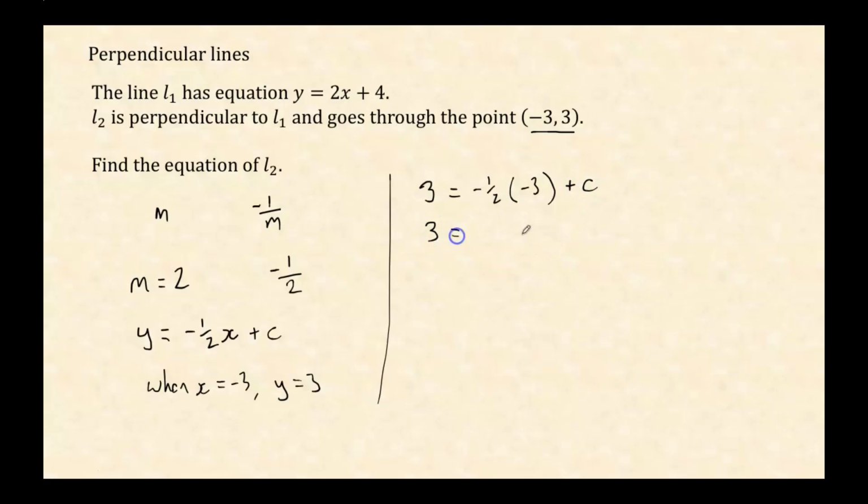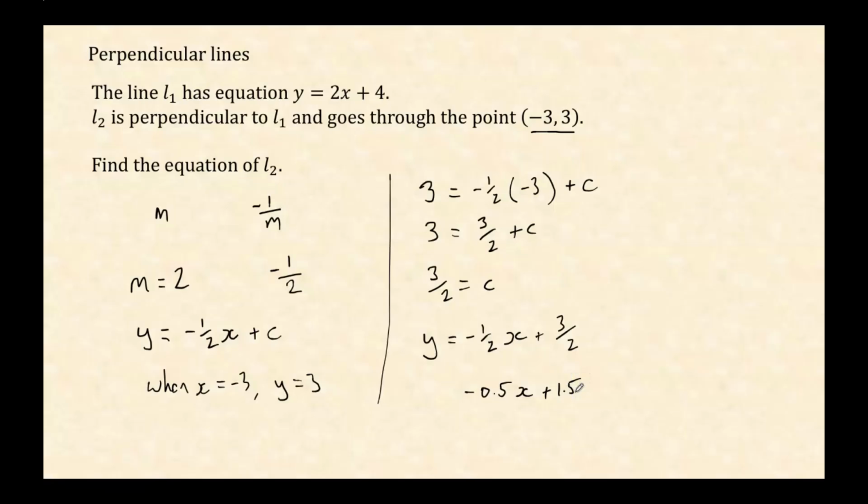So expanding that bracket, negative a half times negative 3 is 3 over 2, or 1.5 if you like. And now subtracting 3 over 2 from both sides, I'm going to get 3 over 2, because 3 minus 3 over 2 is 3 over 2. So now I know that the equation is y equals negative a half x plus 3 over 2, which of course is totally fine to write as minus 0.5x plus 1.5.